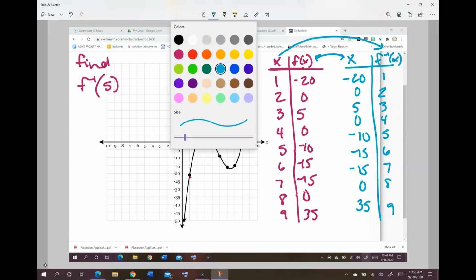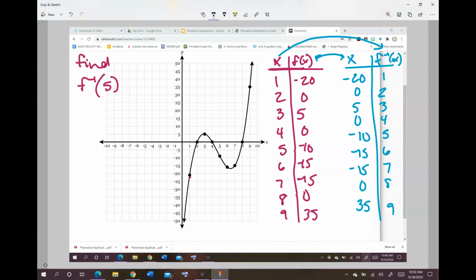The next step says, mark out the old table. I no longer need this table, so as not to get confused. Then the next step says, find the y value on the inverse table that goes with the x given. The x given is right here, it's 5. So when x is 5, which is right here, what's my y value? 3. So my answer would be 3.